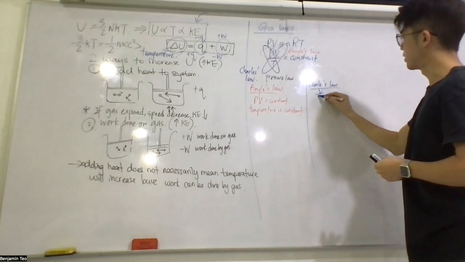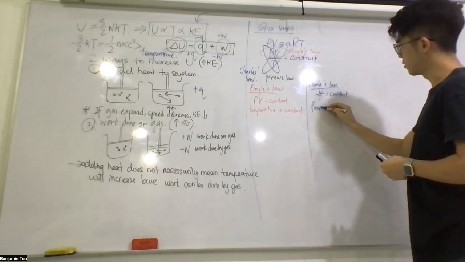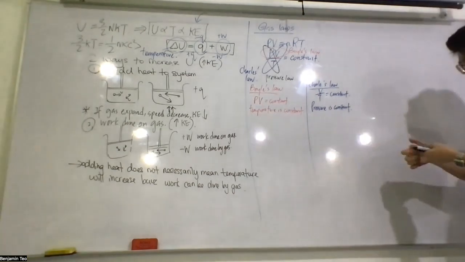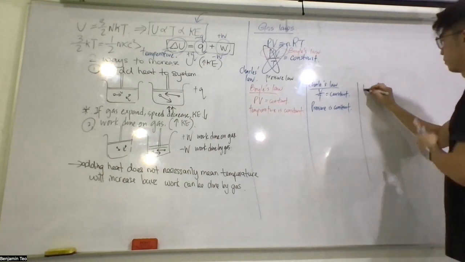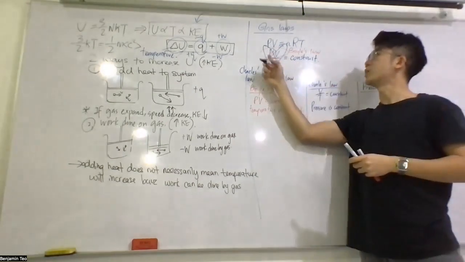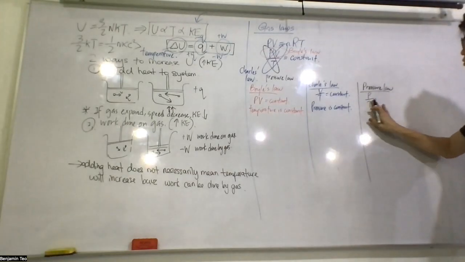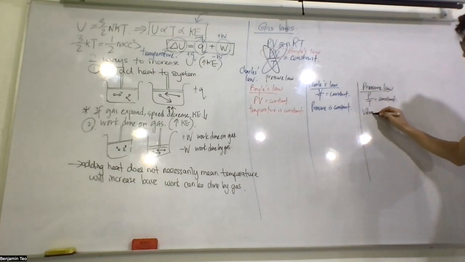So V over T equals constant, and pressure is constant. And then the third one is the pressure law. The pressure law is P and T we take. We don't take the V, so V is the one that's constant. P over T equals constant. So volume is constant.